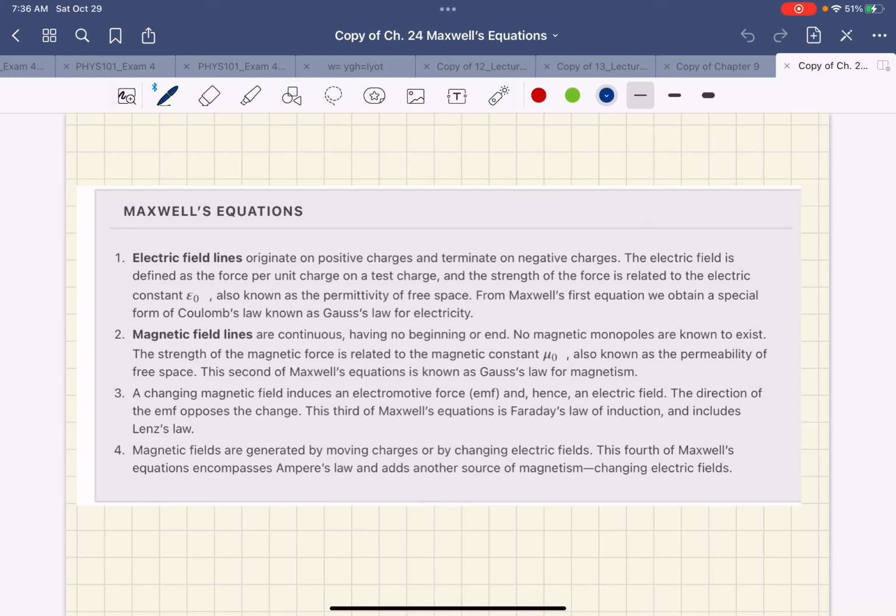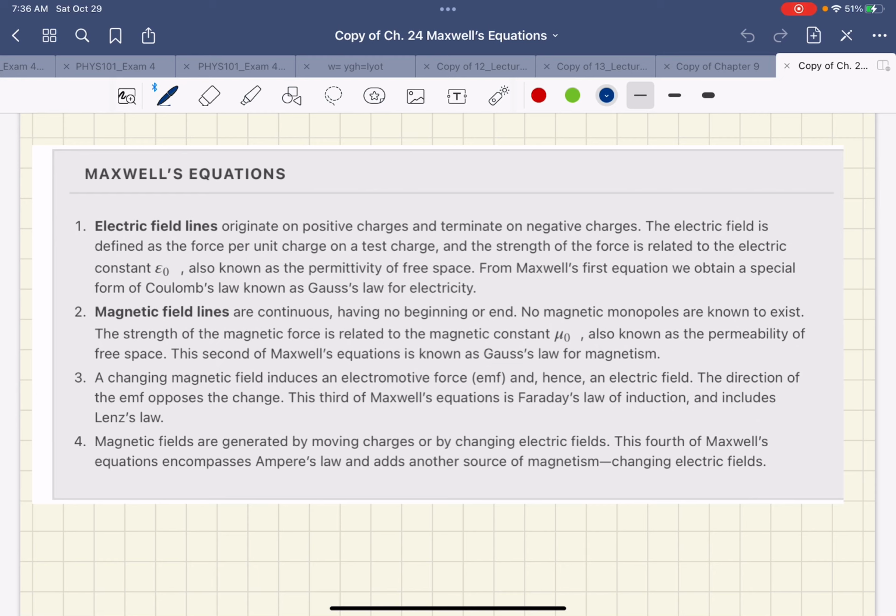Hi, good morning. This chapter, chapter 24, is about electromagnetic waves and it is mainly talking about Maxwell's equations. It's a very short, brief chapter, and I hope you're going to enjoy it. Now, there are equations that were brought by Maxwell. We call them Maxwell's equations.